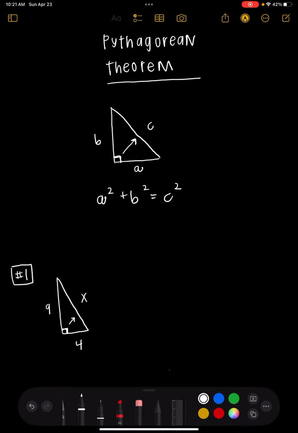And like I said, we use this Pythagorean theorem to determine missing sides of right triangles, or also to determine if a triangle is right. And we're going to do all of that in the example. So let's get started with those.